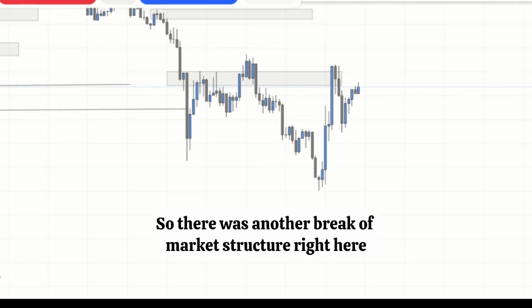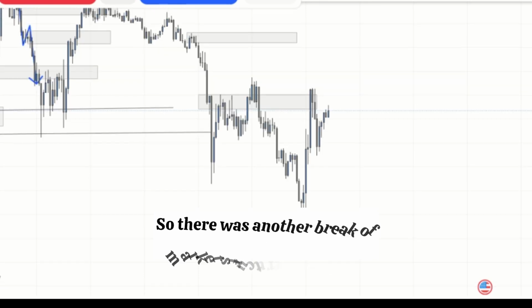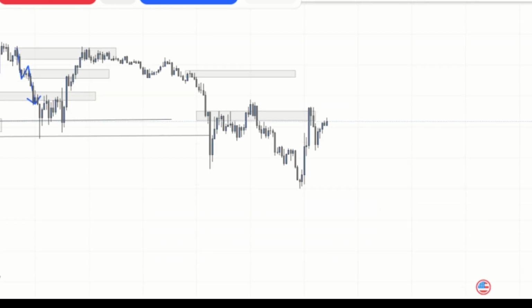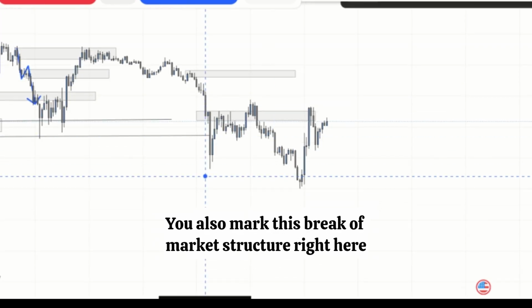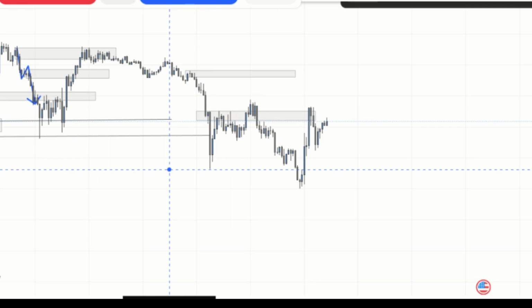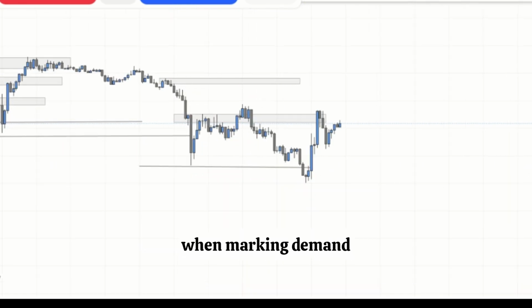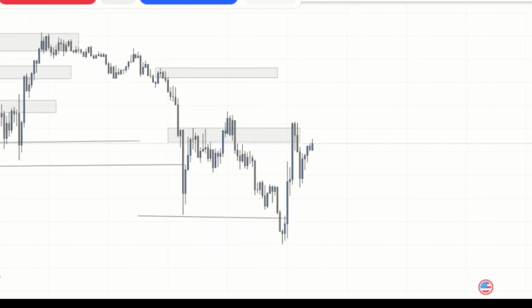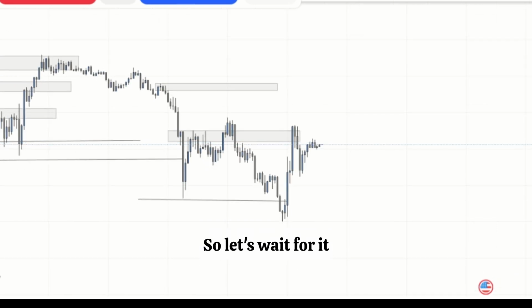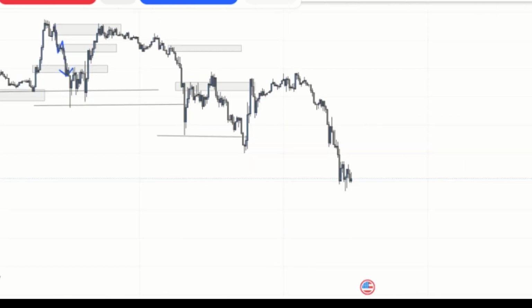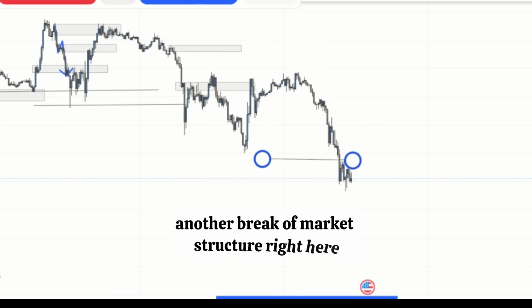So there was another break of market structure right here. You also mark this break of market structure. Hope you're seeing it, guys. Can you see the examples I always follow when marking demand and supply zones? Okay, so let's wait for it. Now it created another break of market structure right here.